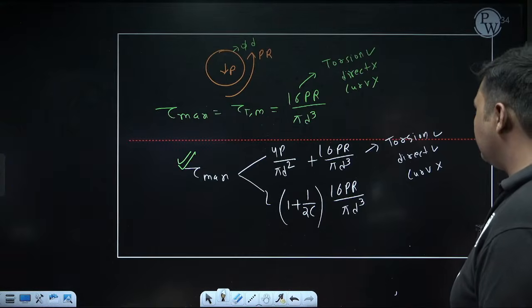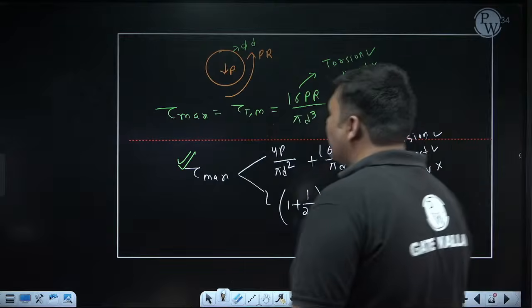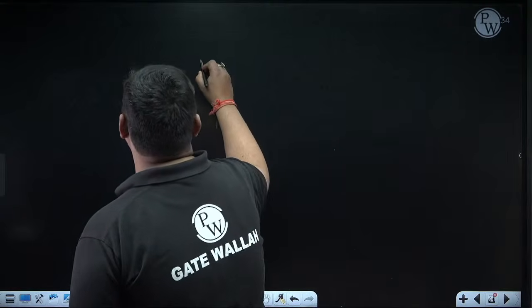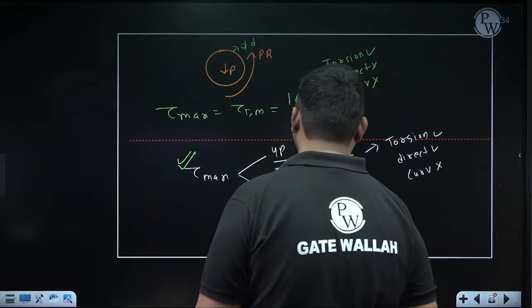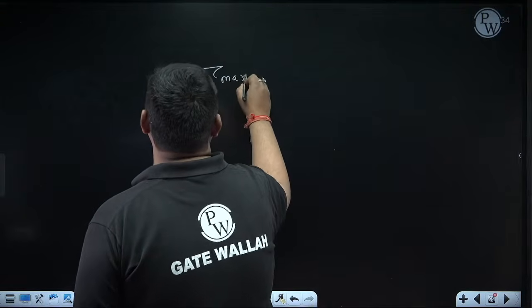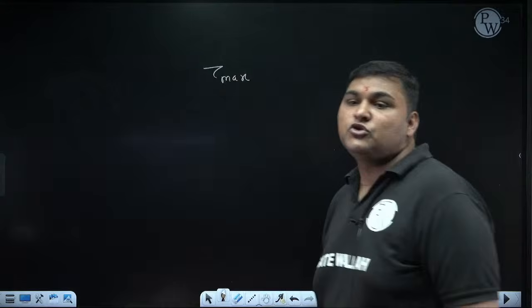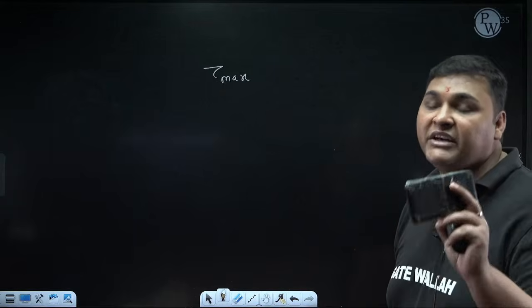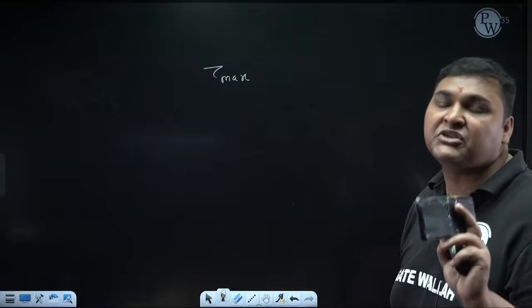Now, this is the expression of tau max. Now, tensile strength is given. So whatever formula we are using, we know that tau max, as per Tresca's theory, should be less than or equal to the maximum shear stress under tensile test, because in the question tensile strength is given.